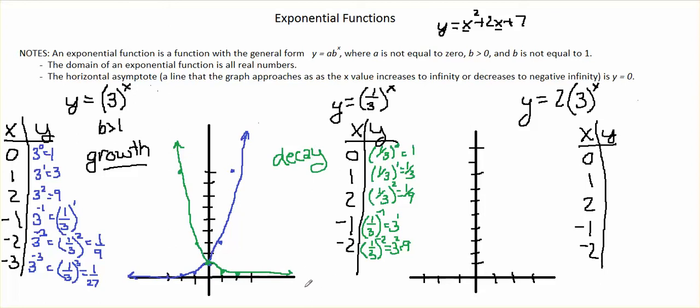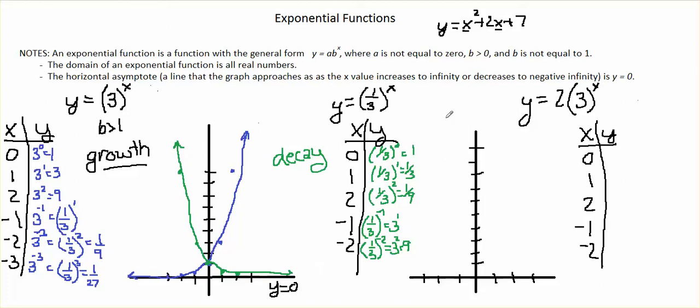And by the way, this line right here, our x-axis, is what we call an asymptote. It has the equation of the line y equals 0, and it means as our x value gets bigger and bigger, or our x value gets smaller and smaller, our graph approaches that line but never quite makes it there.